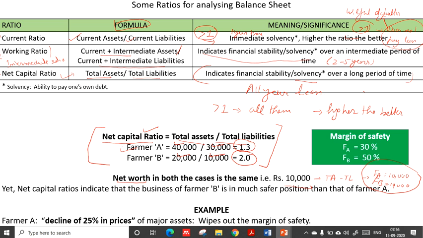What does it mean? The net capital ratios indicate that farmer B is in a much safer position than farmer A. How?